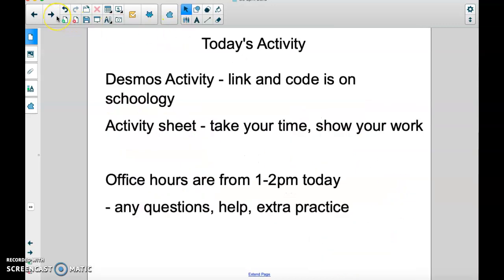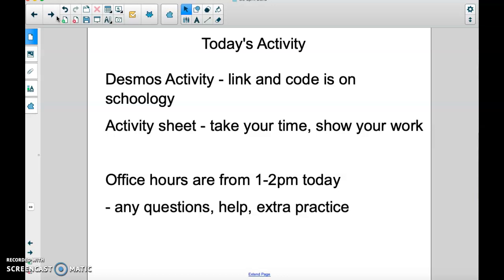So your activities today. You have a little Desmos activity. Directions for how to get on there are on Schoology. Hopefully we remember using Desmos in school. It is just through the internet. You don't need an app or anything. And there is also an activity sheet. So take your time, go slow, show your work.